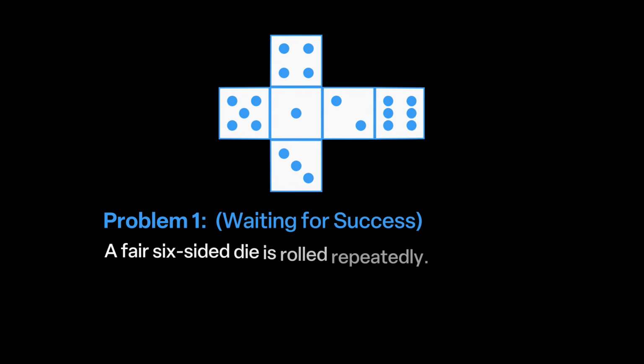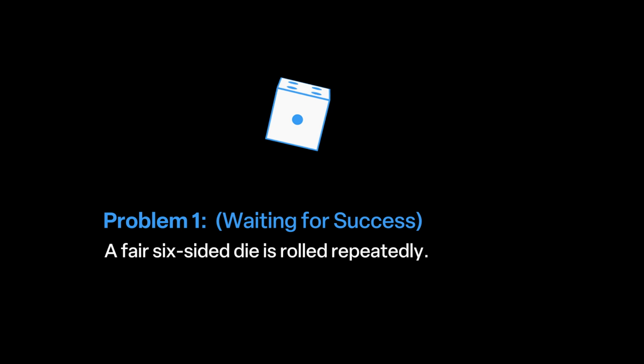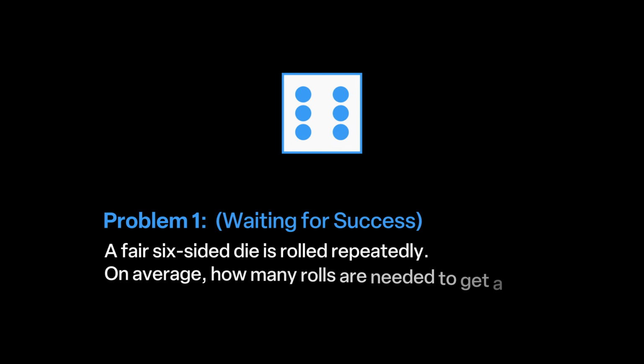Let's go! Here's a warm-up problem. We have a standard die with 6 sides. We keep rolling it until we get a 6. On average, how many rolls are needed? You may already know the answer, in which case, great. I'll describe a particular method to solve it, which we'll use throughout this video.